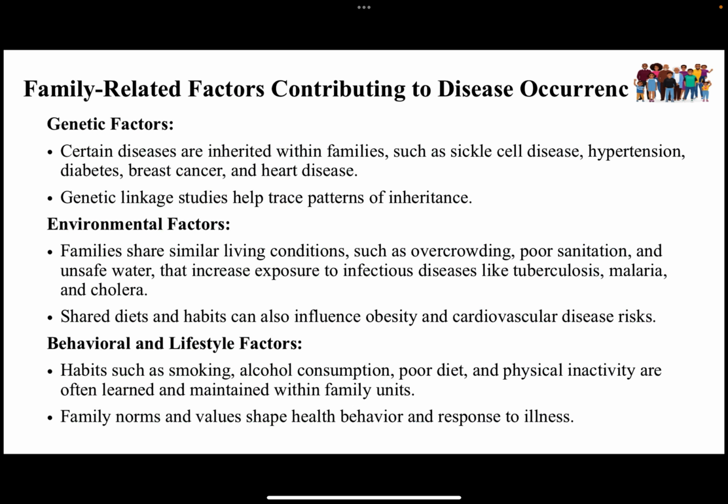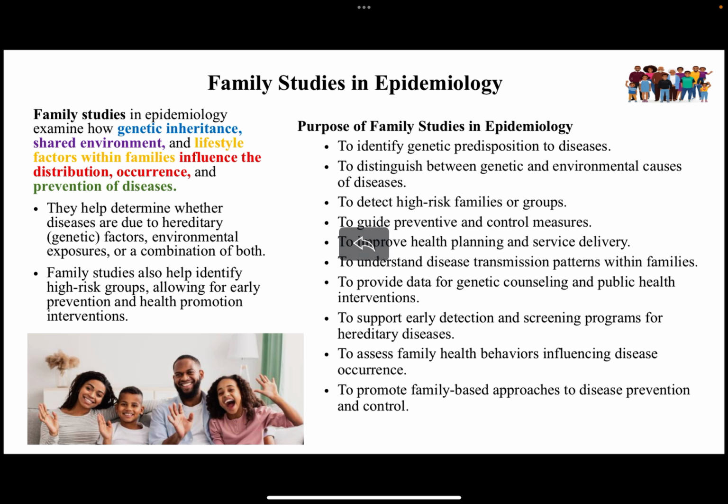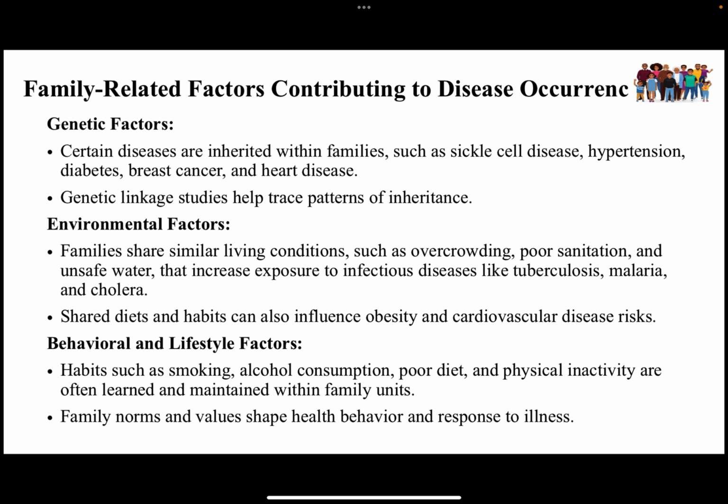Now, these family-related factors can be grouped into three main categories: the genetic factors, the environmental factors, and the behavioral and lifestyle factors. And you see, studying these factors is all that family studies is about. Like I mentioned earlier, family studies is about examining how genetic inheritance, shared environment, and lifestyle can influence the occurrence and distribution of diseases in a population or in a family. So the family-related factors that can contribute to the occurrence of a disease: one, genetic factors; two, environmental factors; and the third one, behavioral and lifestyle factors.